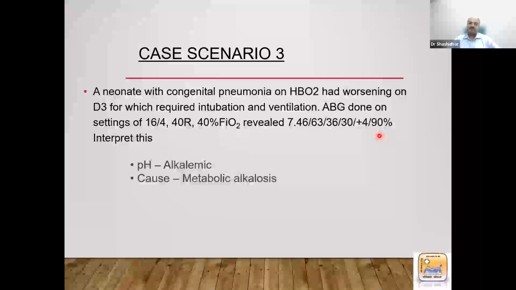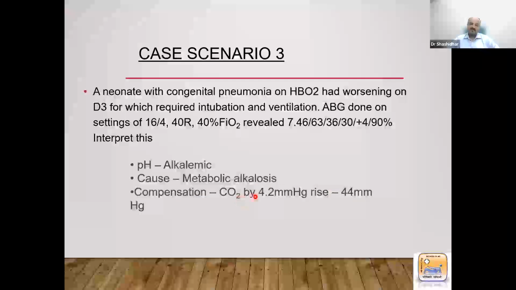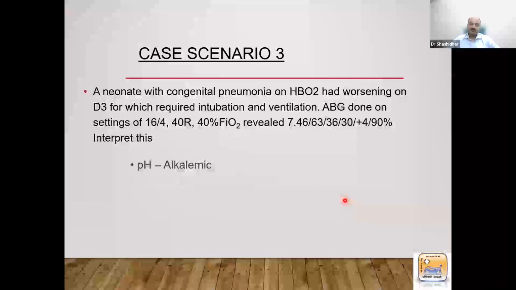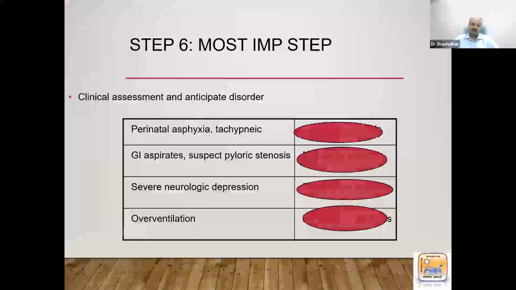Now for a metabolic alkalosis, how do you calculate the compensation? I showed you the formula, either by using this or by using the formula. Metabolic alkalosis: 0.7 into change in bicarb plus 24, plus or minus 2. Or you can also use this proportionality, that is PCO2 will increase by 4 for every change in bicarb. So PCO2 should have been 44. I'll just show you the compensation formula again so that it's clear.